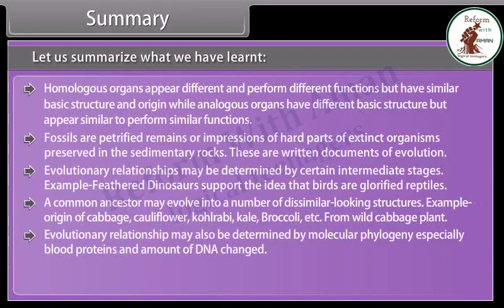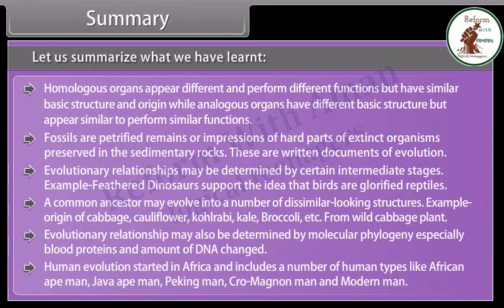Evolutionary relationship may also be determined by molecular phylogeny, especially blood proteins and amount of DNA changed. Human evolution started in Africa and includes a number of human types like African ape man, Java ape man, Peking man, Cro-Magnon man, and modern man.